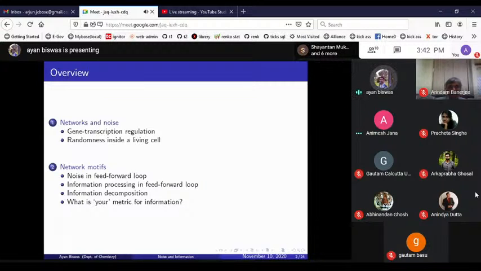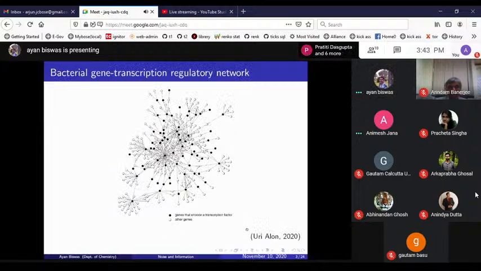Then I'll present my data interlaced with some basic concepts. For example, the network motif we have studied is the feed-forward loop motif, and the noise and information processing within it. And then I'll introduce the information decomposition principle for you. And afterwards, I'll give you two different types of information frameworks so that you can see the similarity between them.